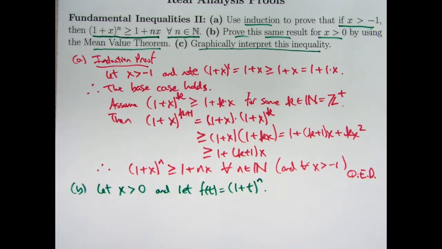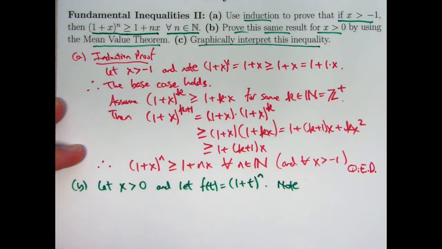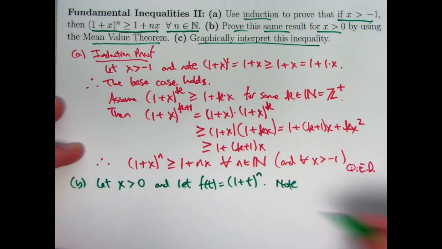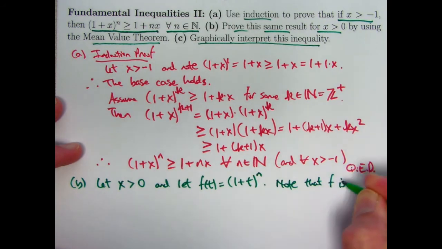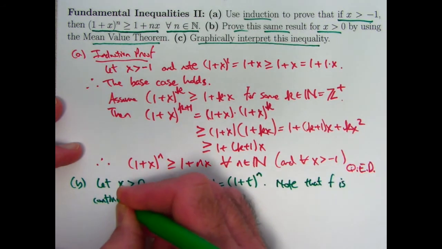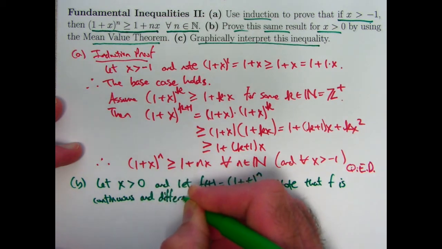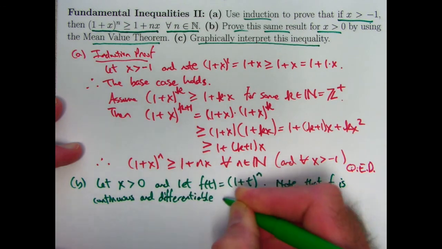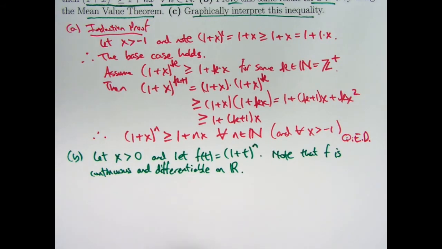Okay, this is the function that I'm going to apply the mean value theorem to on the interval from 0 to x, where x is some fixed positive number. In order to apply the mean value theorem, we need to note n is a positive integer here, there's no problem. This function is continuous and differentiable everywhere. Note that f is continuous and differentiable for all t, I could say, or on the entire real number line. Okay, so there's no problem with continuity and differentiability.